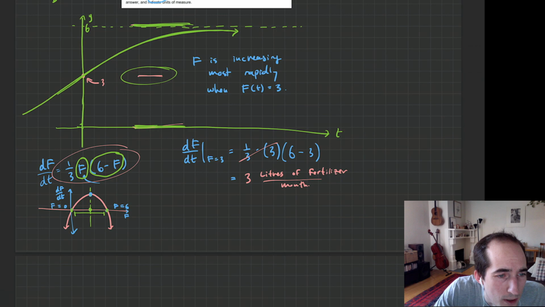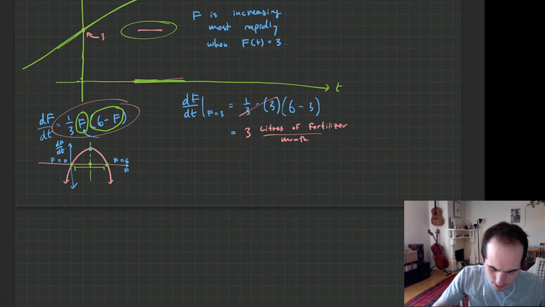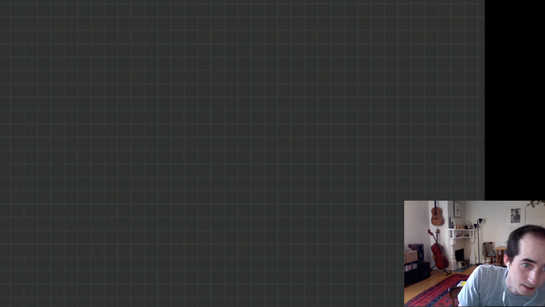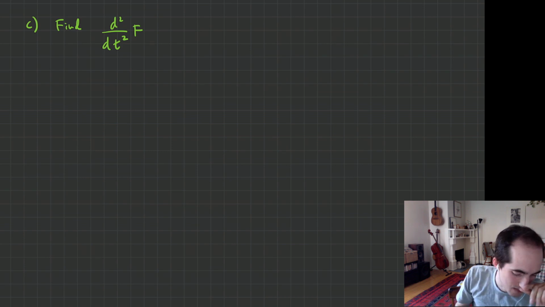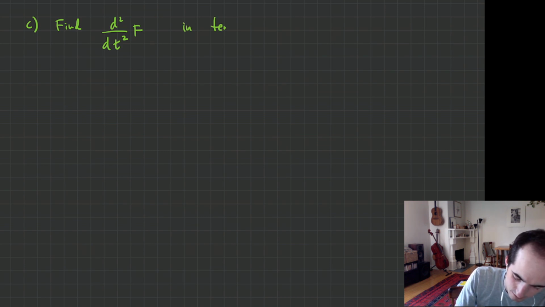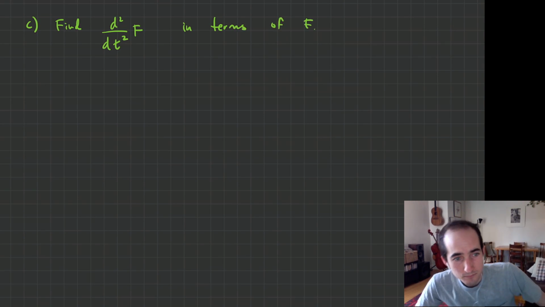Just part C. And I'll just write what part C is. I won't bother copying and pasting it into the chat. This one's super easy to write down. So part C is the following. Find d2f by dt squared, the second order derivative of f, in terms of f. Good question. In terms of f.